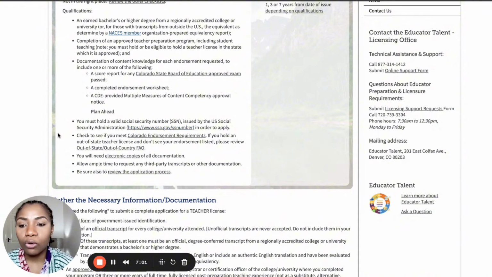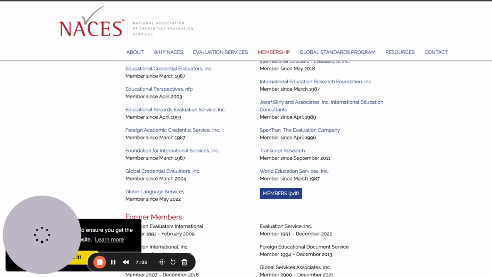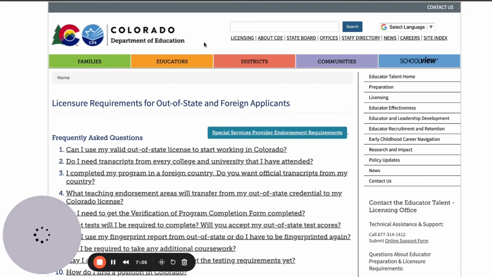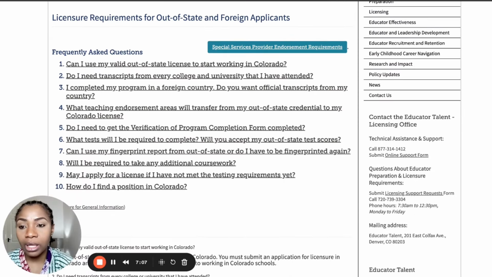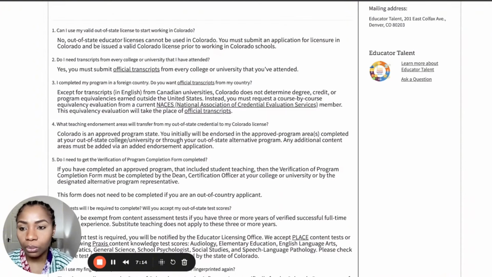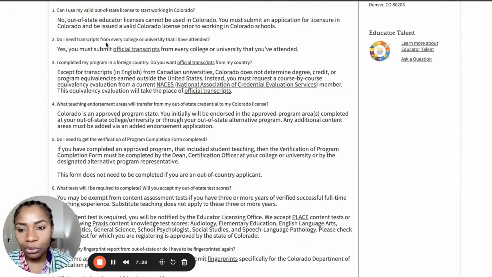So let's just move on to, they have a Q&A I think we should look at. So these are the frequently asked questions. Can I use my valid out-of-state license to start working in Colorado? Questions are answered here. The answer is no. Out-of-state educator license cannot be used in Colorado. You must submit an application for licensure in Colorado and be issued a valid Colorado license prior to working in Colorado schools.